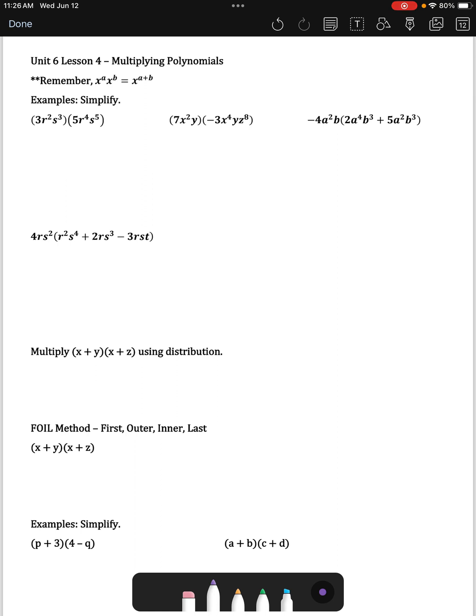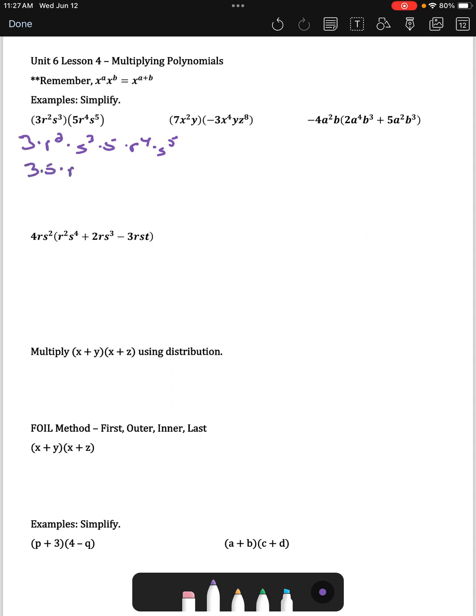I'm going to do the first example in a very long way, comparatively, and then I'm going to erase what I write down and talk you through the faster way. So what's the long way? Just pay attention to this, just watch this, don't copy this down. This is just me showing you why this works. Really, I can break all of this up into a bunch of multiplication: 3 times r to the second times s to the third times 5 times r to the fourth times s to the fifth. And because this is all multiplication, it is commutative, meaning I can rearrange it however I please.